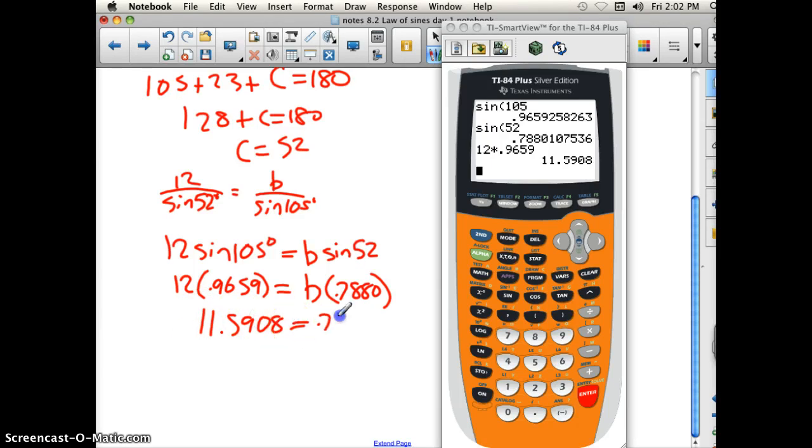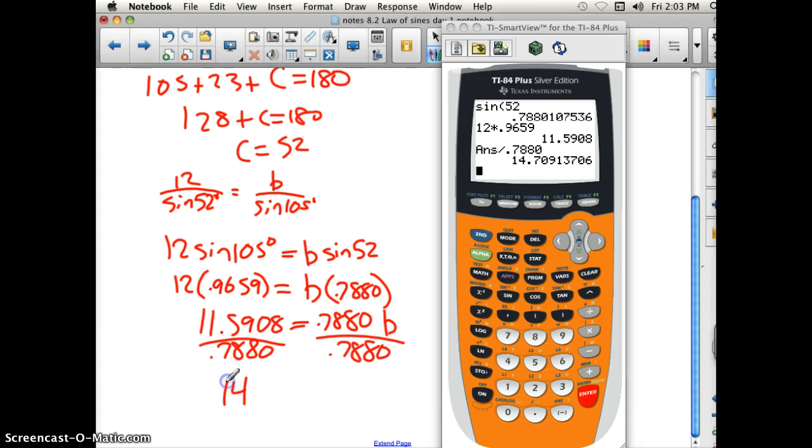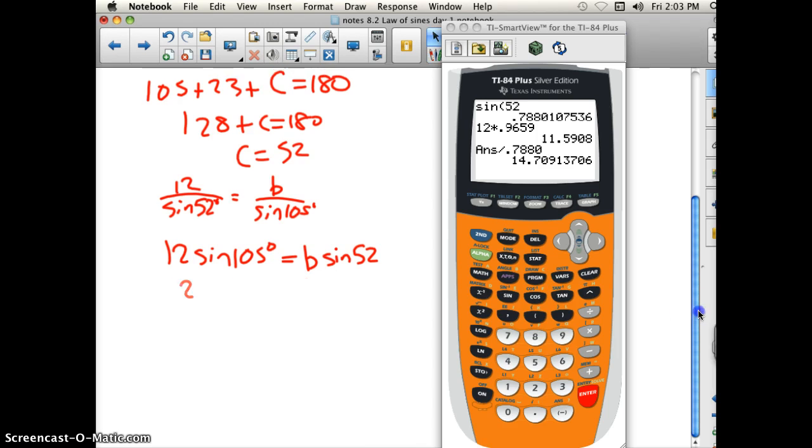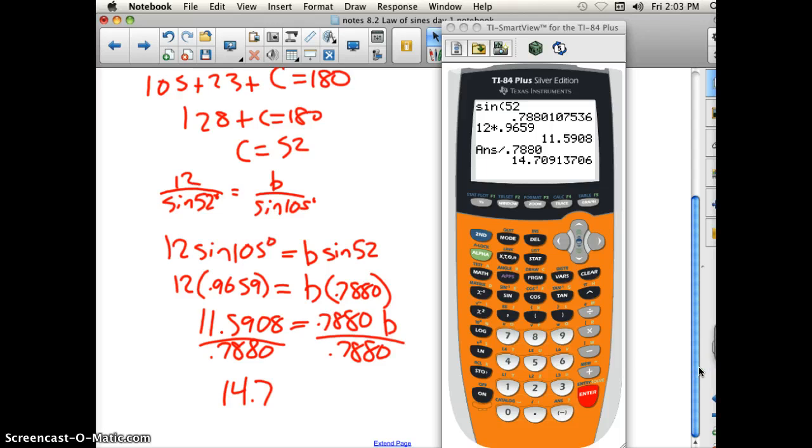And that equals 0.7880b. So I divide by 0.7880. All right, and I've got 14.7. I didn't read the directions, to the nearest tenth. Okay, so 14.7 is my b.